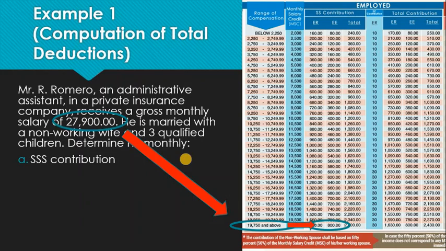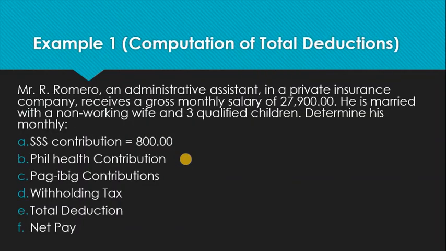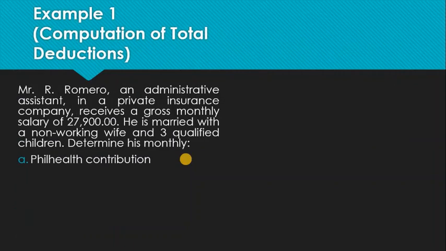Okay, so that's how SSS works: just see the table and see the EE column. So that is 800. Meaning the SSS contribution of Mr. Romero is 800 pesos. So we are done with SSS. Let's proceed to PhilHealth.